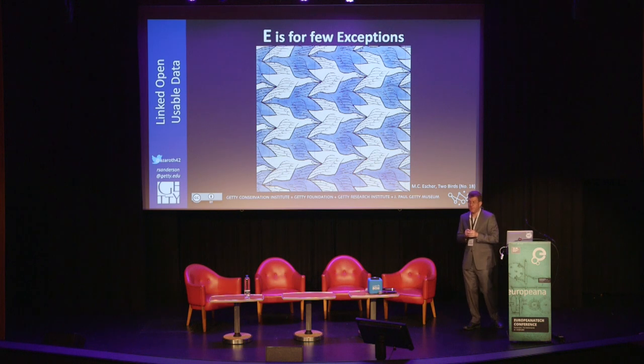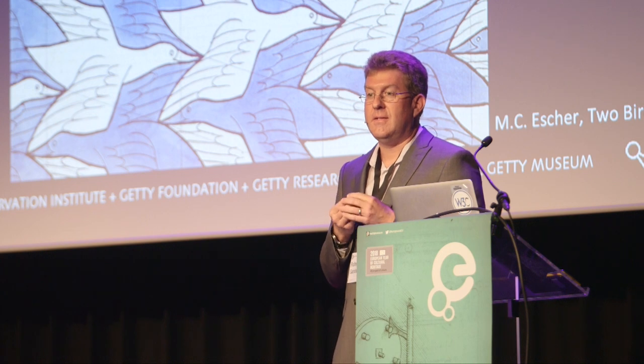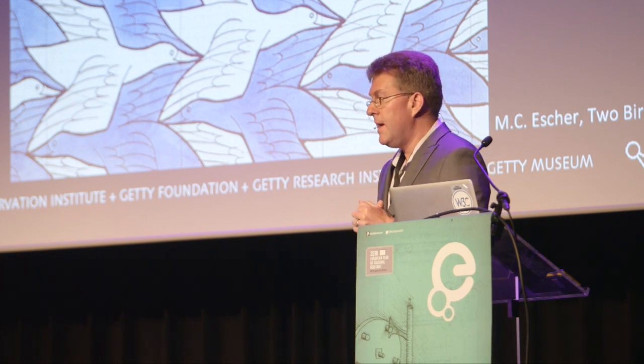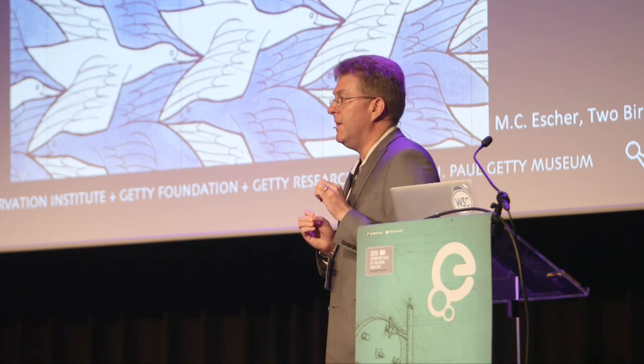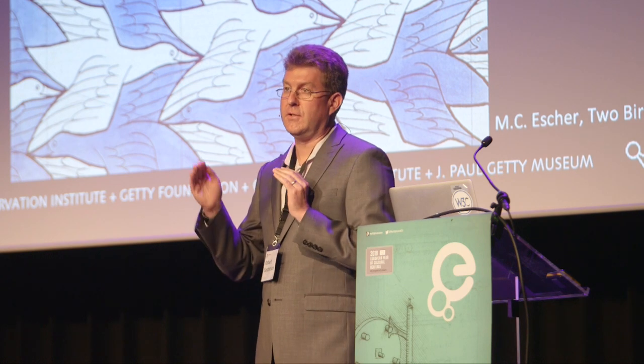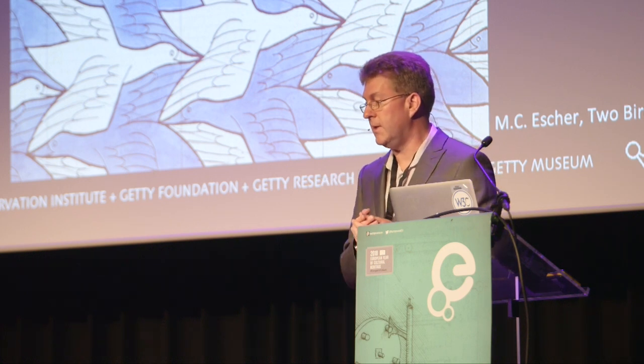And E is for few exceptions, or for many consistent patterns, like this tessellation from Escher. Every exception that you have in an API, or hence in an ontology or data model, is another rule that the developer needs to learn in order to use the system. So again, it's another case of lowering the barriers to entry by having them learn fewer rules that are more consistently and more constructively used.